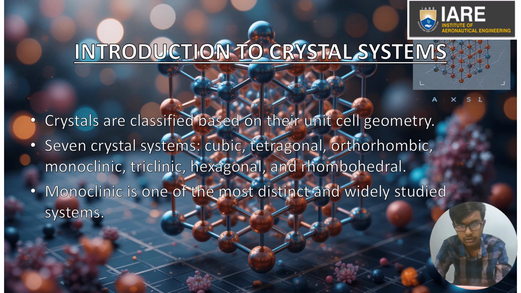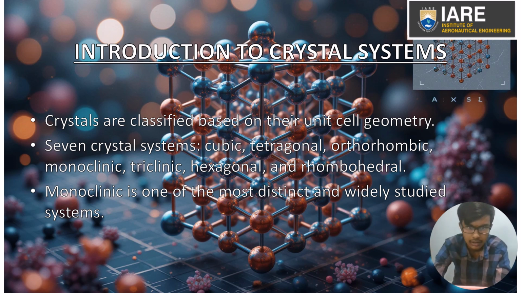Now let's go through the introduction to crystal systems. The first thing is that crystals are classified based on their unit cell geometry, which means that crystals are grouped by the shape and angles of the smallest repeating unit in their structure. The 7 crystal systems, which are cubic, tetragonal, orthorhombic, monoclinic, triclinic, hexagonal, and rhombohedral, are present in the concept of crystal systems in the subject of applied physics. These 7 systems represent all the possible ways in which atoms can be arranged in any given 3-dimensional space, or 3D space, to form the different types of crystals.